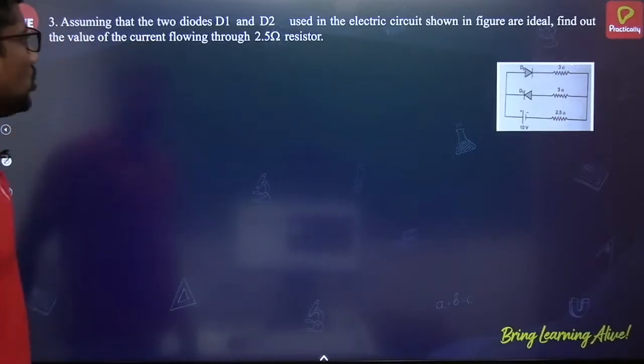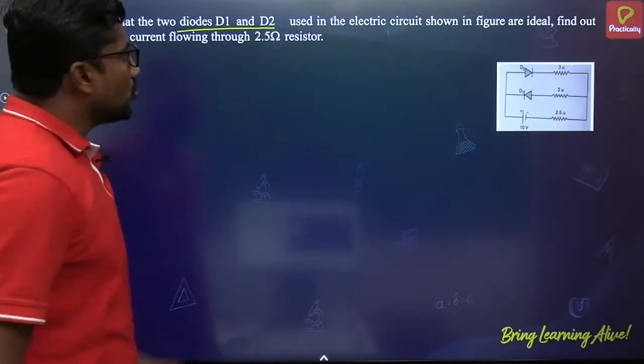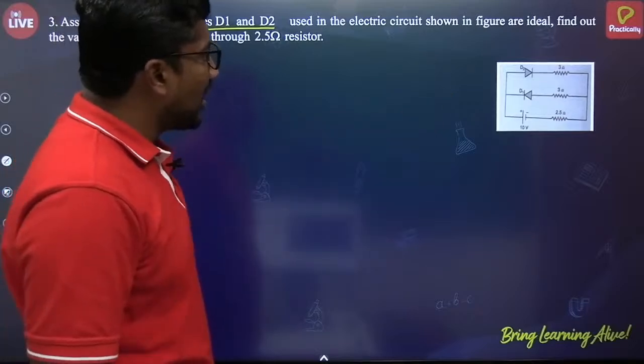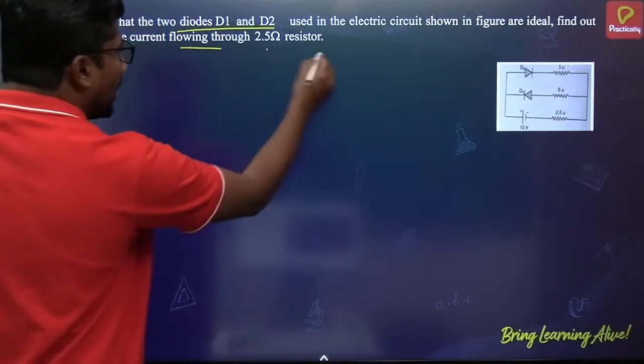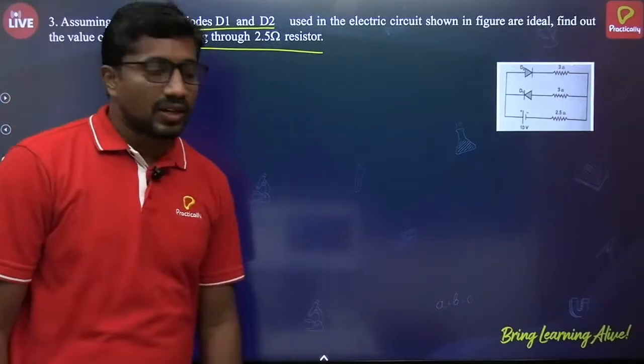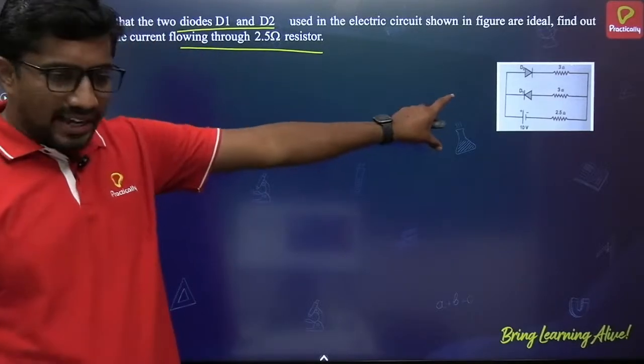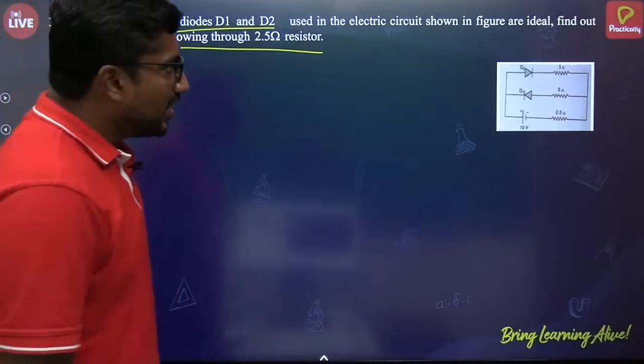Assuming that the two diodes D1 and D2 used in the electric circuit shown in the figure are ideal, find out the value of the current flowing through the 2.5 ohm resistor. Okay, so here you are given a diagram. Hope it's visible to each and every one. Yeah, I'll redraw it.